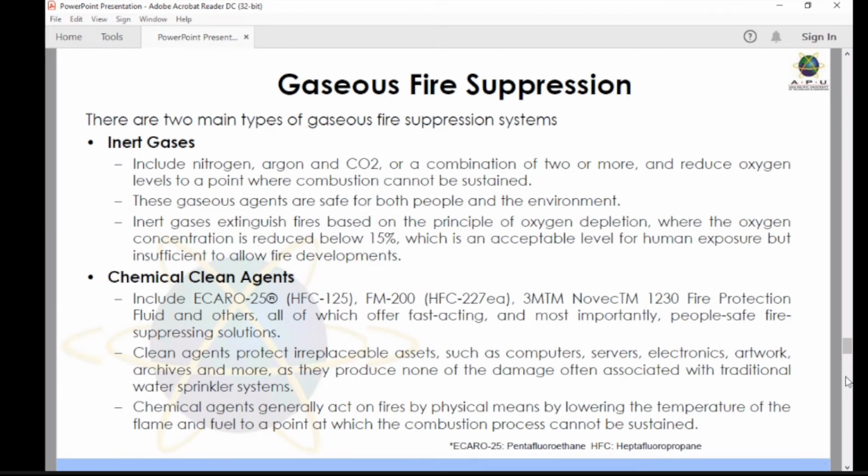Chemical agents generally act on fires by physical means, by lowering the temperature of the flame and the fuel to the point at which the combustion process cannot be sustained. You have to know the difference. Okay. In case of inert gas, it reduces the oxygen level to 15%. But in chemical clean agent, it decreases the temperature. Okay, when it decreases the temperature, then that is the one reason which helps to put out the fire. Okay, so you have to understand this one.